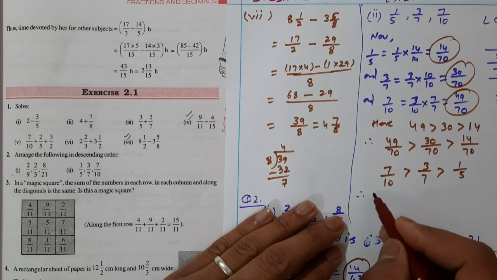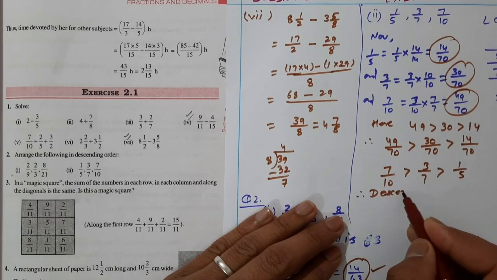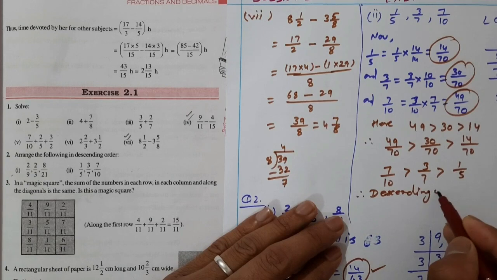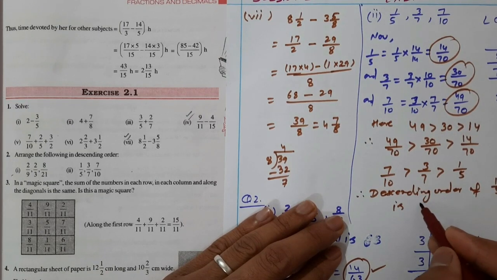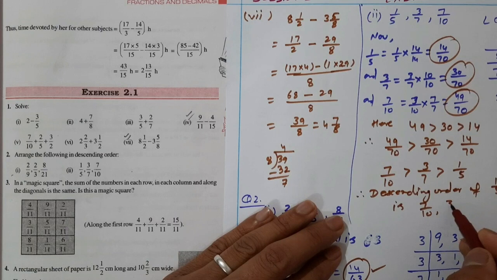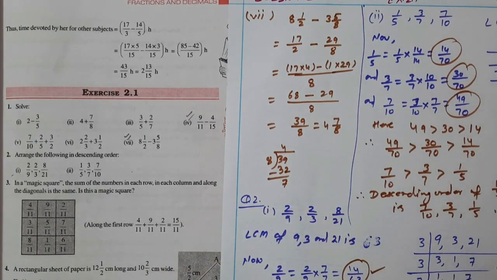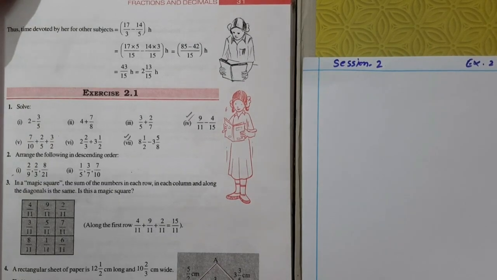Therefore, the descending order of 1 upon 5, 3 upon 7, 7 upon 10 is 7 upon 10, 3 upon 7 and 1 upon 5. Now come to question number 3.